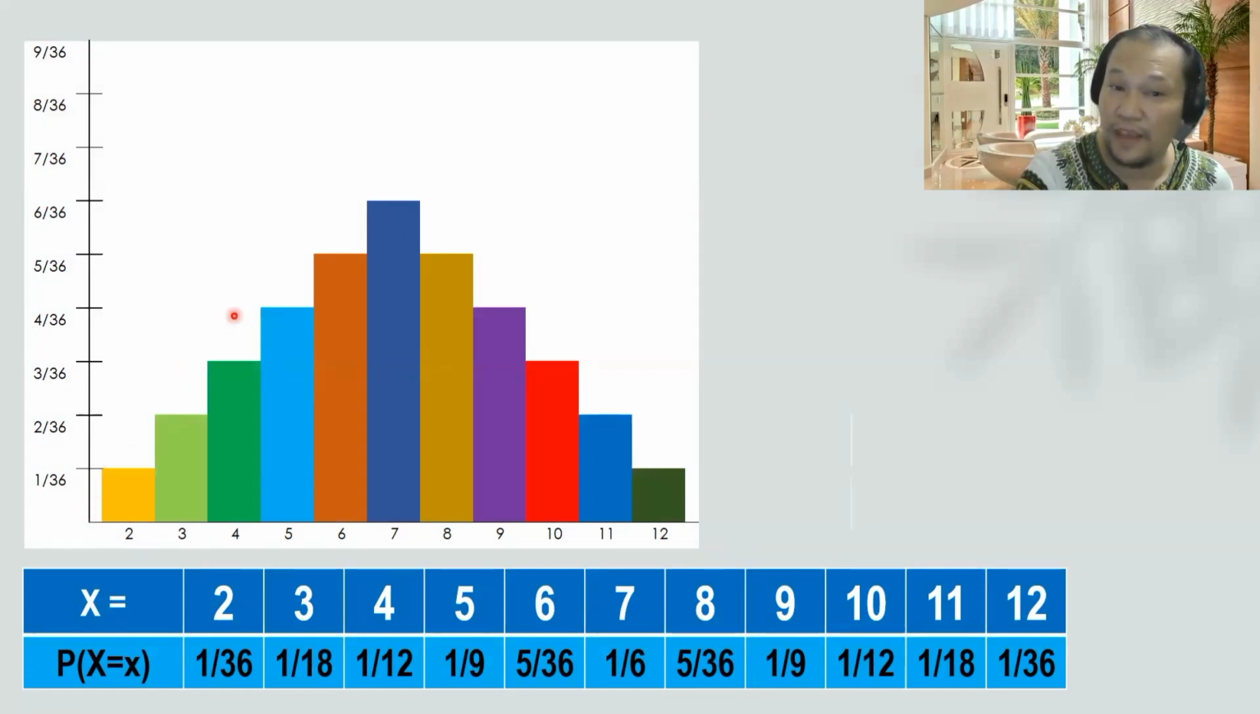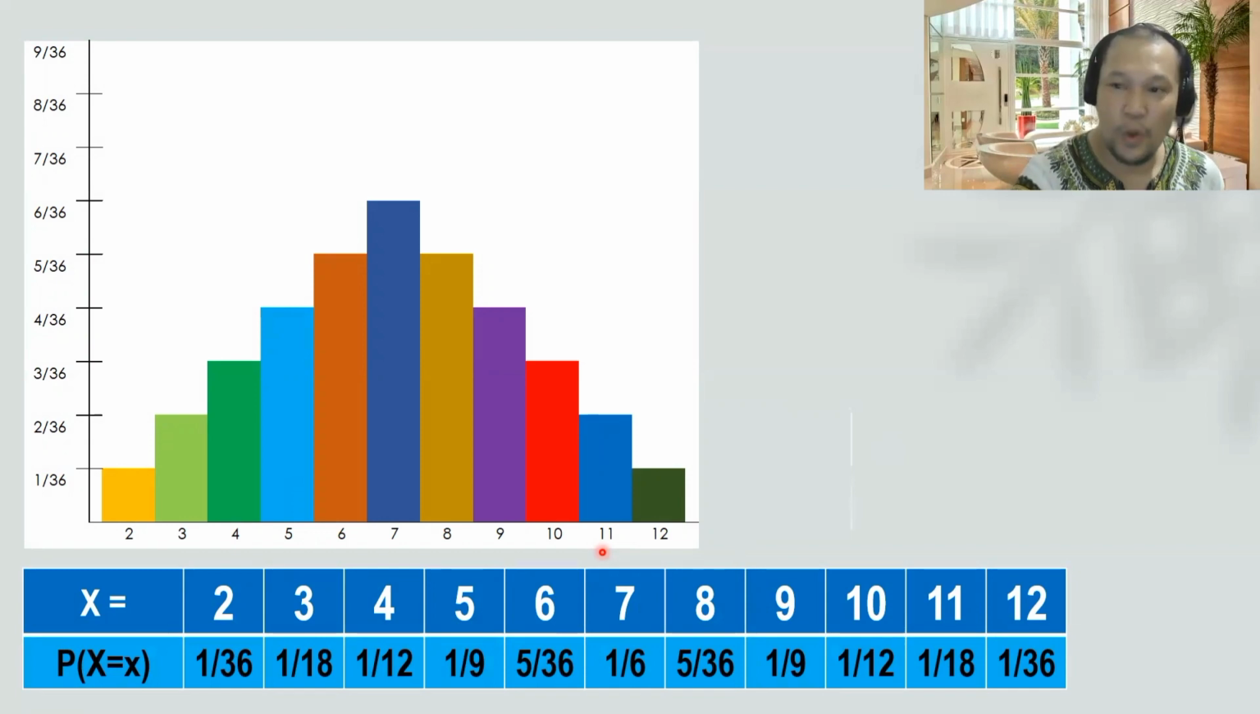And if you are observing, okay, they are symmetrical to each other. For example, when x is equal to 2, the probability is the same as x equal to 12. The probability of random variable x equal to 3 is 2 over 36. The probability of x equal to 11 is also 2 over 36. That's why the given histogram, or the graphical presentation of the discrete probability distribution, is symmetrical in characteristic.